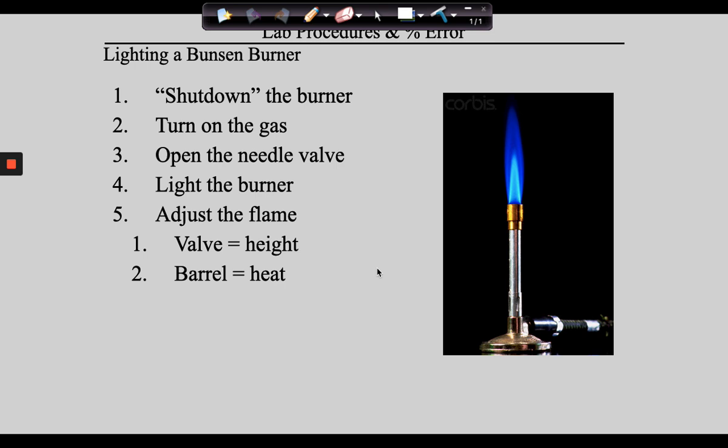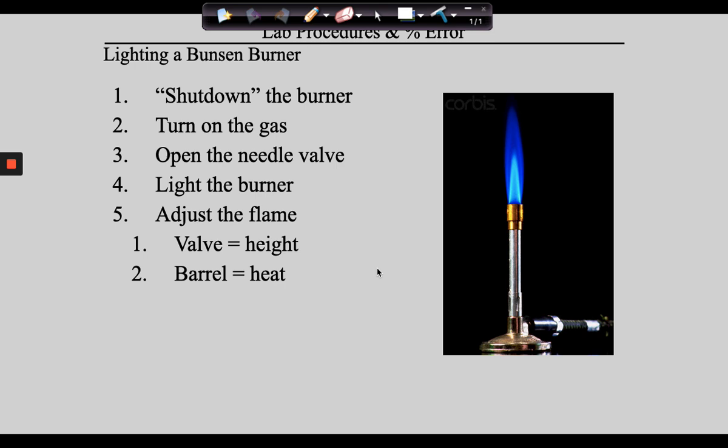So here's what you're going to do. The first thing you're going to do is adjust the height by adjusting the barrel. This is a little bit too high. You want a flame that's initially about 3 to 4 inches tall. This is a little too big. So I'm going to screw this in and I'm going to bring the flame down. Now what we're going to do is adjust the heat. And you do that by changing this vent at the bottom. And guys, notice what happens when I do.